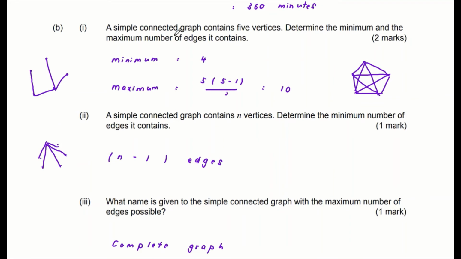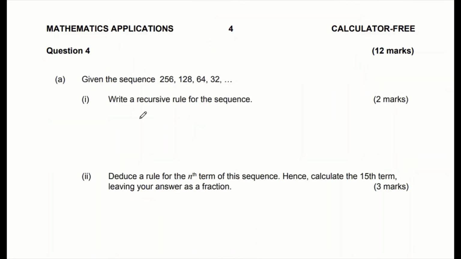All right, so let's look at the next question. For A, given the sequence 2, 5, 6, 1, 2, 8, 64, 32, write a recursive rule for the sequence, so you can find out whether they have a common difference or common ratio. So obviously you can see that there's no common difference because you have like 1, 2, 8, 64, and 32, right? So in this case, you can see for every case it's like half of the previous term. So which means our recursive rule here is the n plus 1 term will be equal to half.